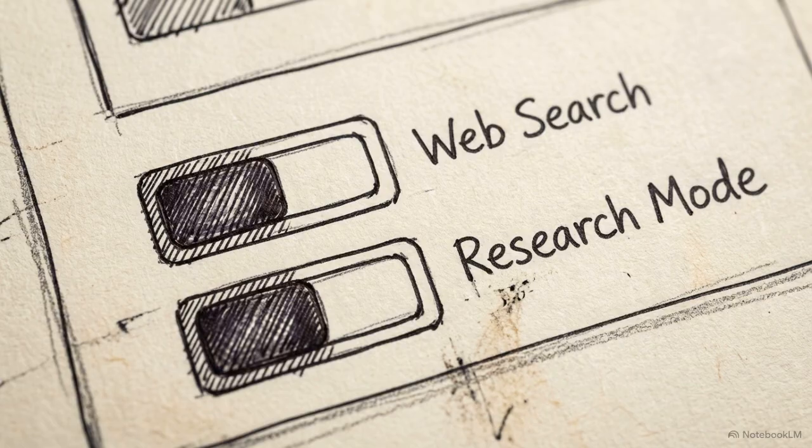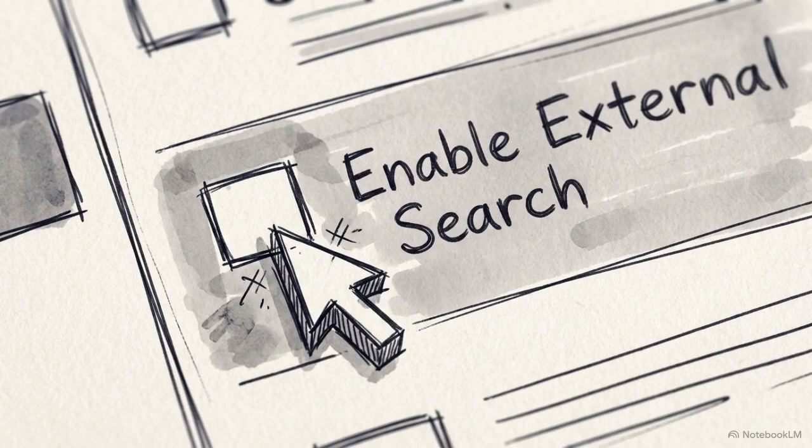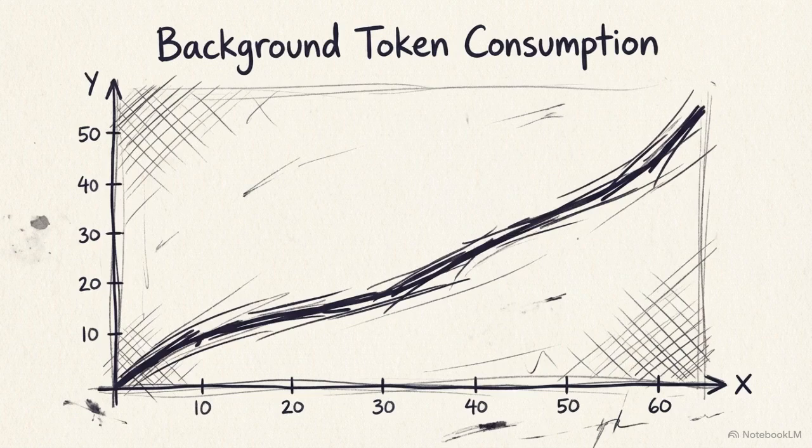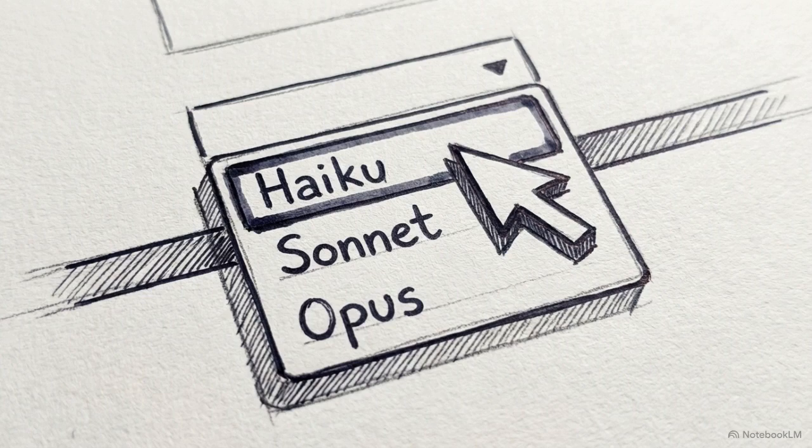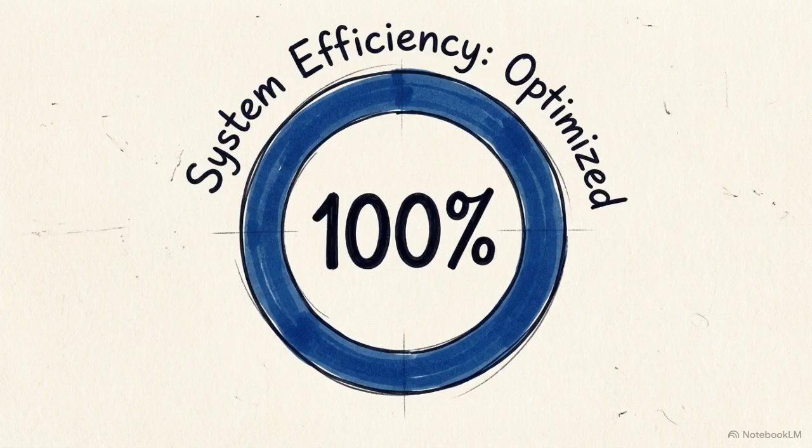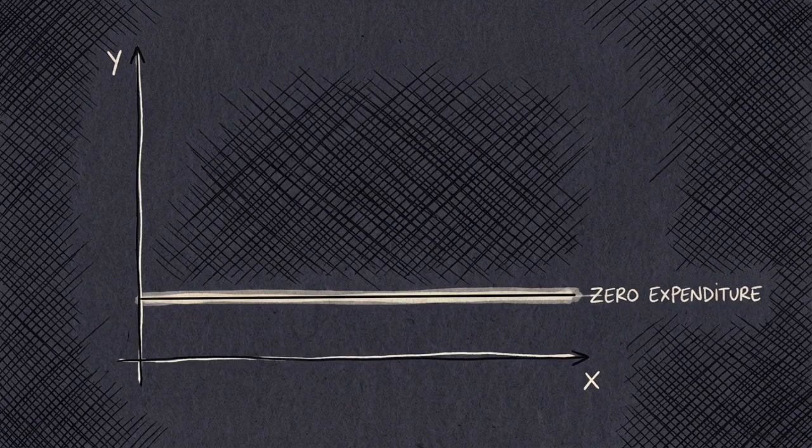Next, look at the bottom of your chat interface. Ensure the toggles for web search and research mode are switched off. If you do not explicitly need web or research access for a task, turn them off. Leaving them active forces Claude to consume tokens in the background, even for basic prompts. Selecting the right model and toggling off unnecessary features guarantees that you match the system's processing power exactly to the job at hand. You stop overpaying for simple tasks.